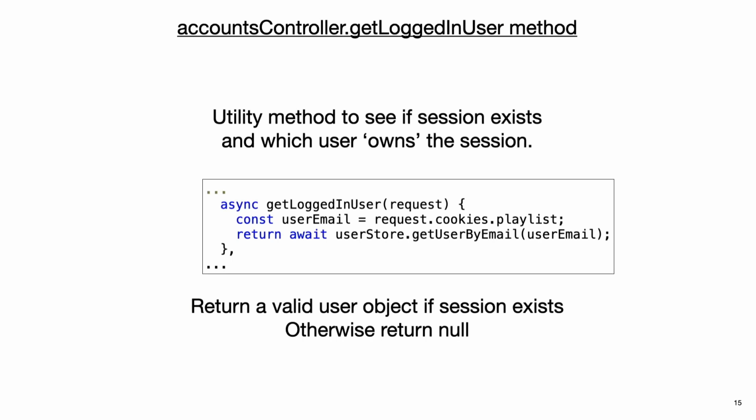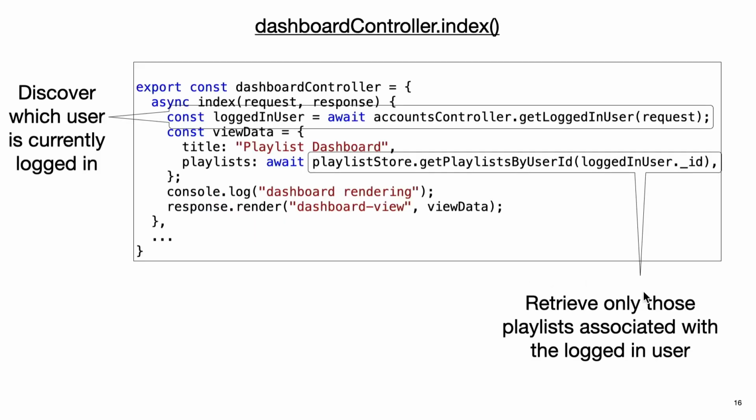So utility method then, recover from a request who the logged in user email is. This will return a valid user if a user exists. And we're going to recover the user object. This will include first name, last name, email, password, and ID. So we've got full amount of information here available to us.